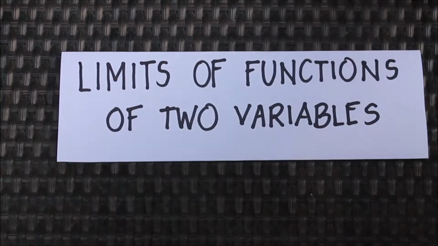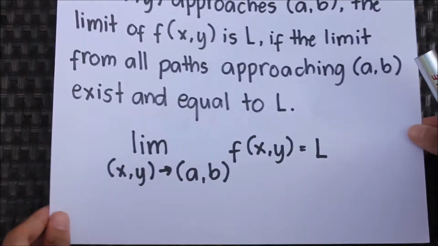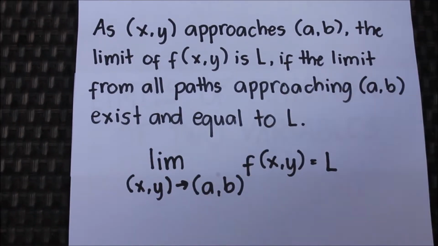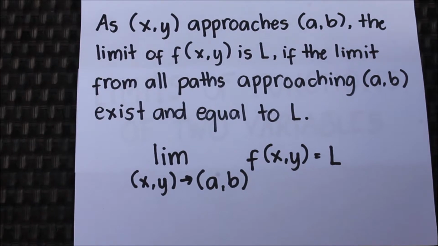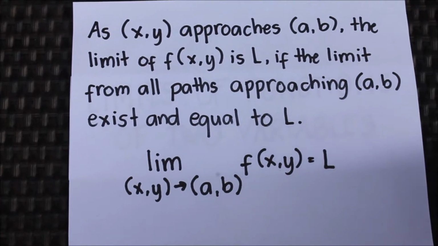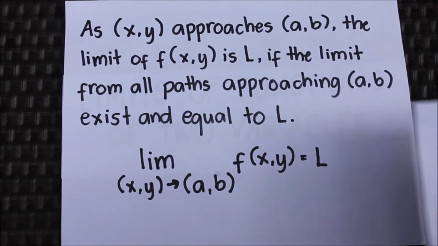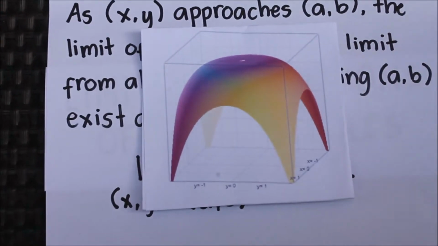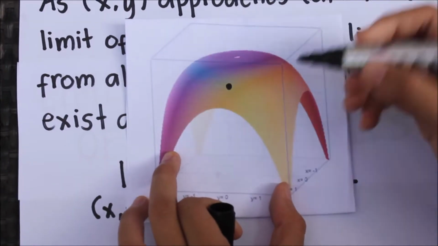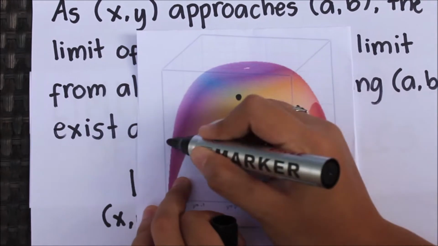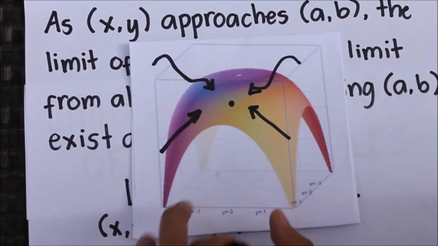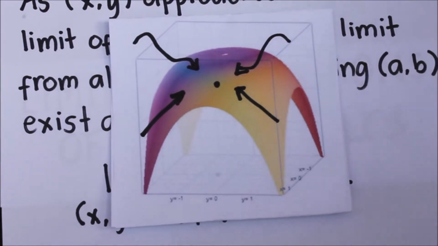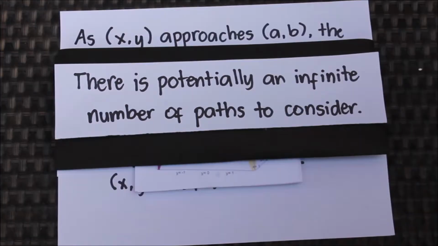Now, if we consider the limit of a function of two variables as (x, y) approaches (a, b), the limit of f(x, y) is equal to L if the limit from all paths approaching (a, b) exist and are equal to L. The problem here is that if this is the point (a, b) on the surface, there's an infinite number of paths that we could consider to determine if that limit exists.